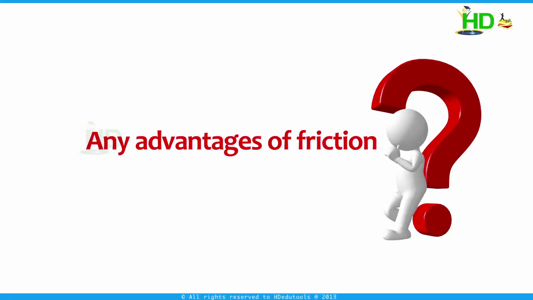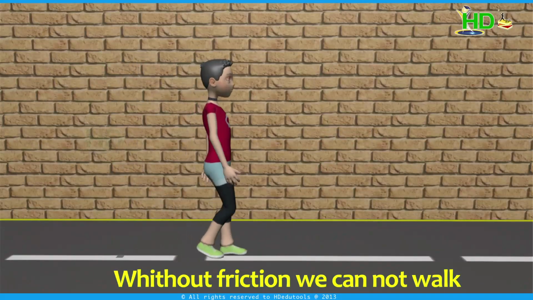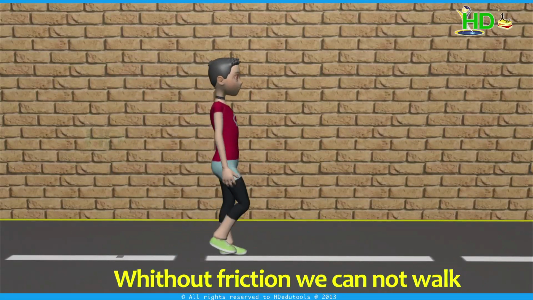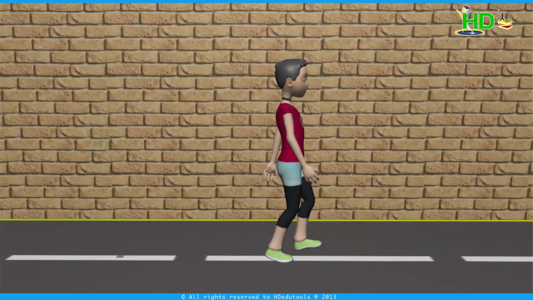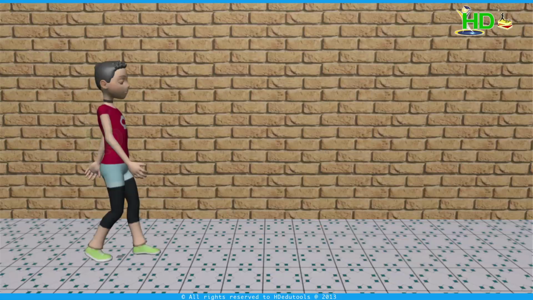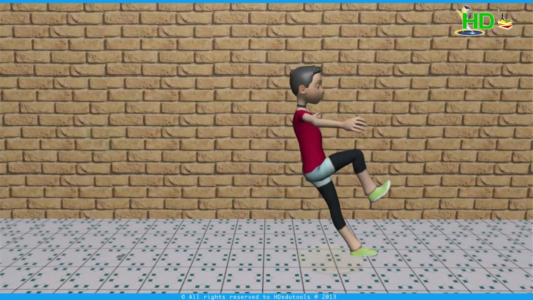Now the question is, can you find any advantages of friction? Yes, friction is a necessary thing in our daily life. Imagine, without friction, can you walk? No, you can't walk without friction. When you are walking on the ground, a force of friction is acting between your foot and the ground. And this force of friction helps you to push the ground backward. And due to this, you can move in the forward direction. That's the reason you cannot walk easily on a smooth surface. Suppose there is oil on a surface. Can you walk freely on this surface? No. What happens? You will fall.